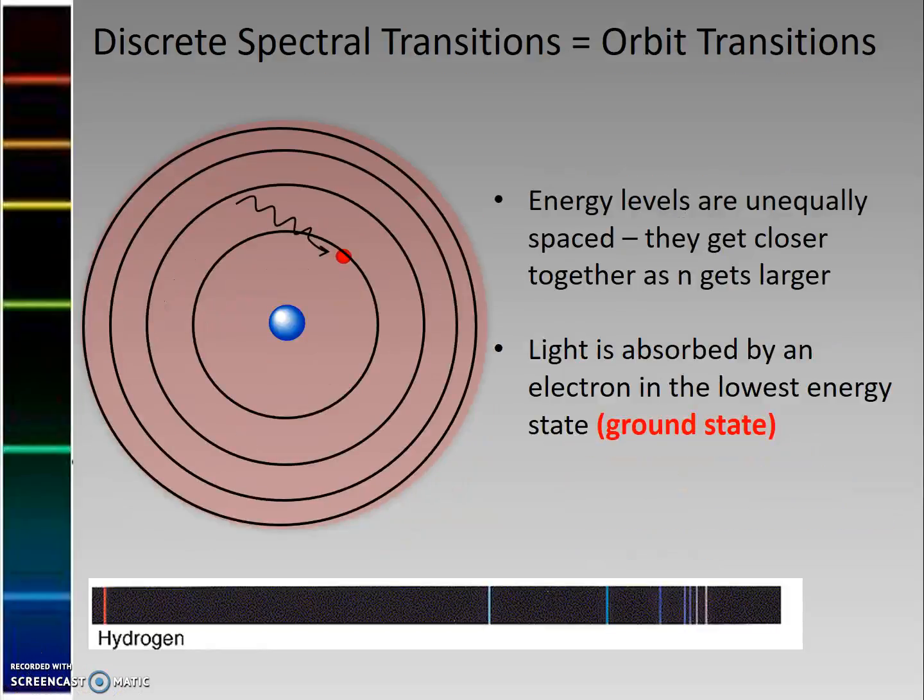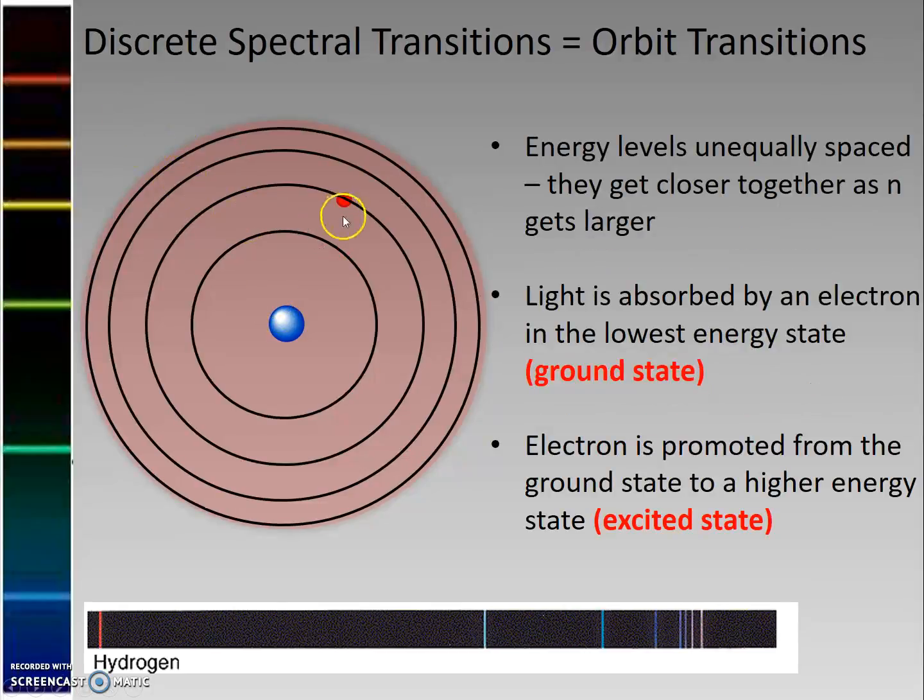In order to deal with the emission spectrum, which said that the lines were getting closer together as the wavelengths got shorter and shorter, Bohr said that the energy levels are unequally spaced. They get closer together as n gets larger. Also, to explain the spectral transitions, Bohr said a transition happens when light is absorbed by an electron. So light comes in, the electron absorbs it. We're looking right now at an electron in the ground state, which just means it's as close to the nucleus as it can possibly get. That light can promote an electron, so I moved from a 1 to a 2. That's called an excited state. I'm not as close to the nucleus as I could be.